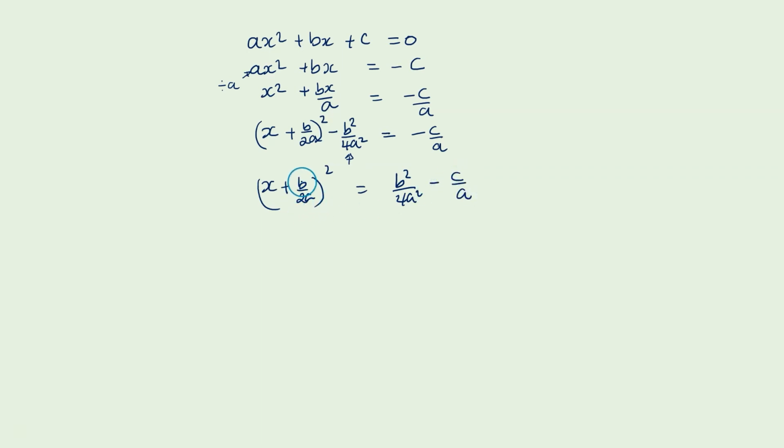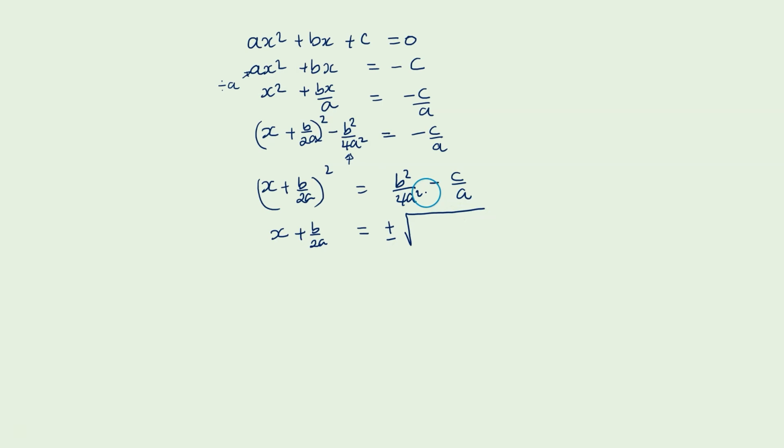Right, so we need to square root in order to release the x. If you square root, you need to do it on both sides. So the square root of a square will just give you this, x plus b over 2a, which is equal to, when we square root it, we get plus or minus, everything on this side.